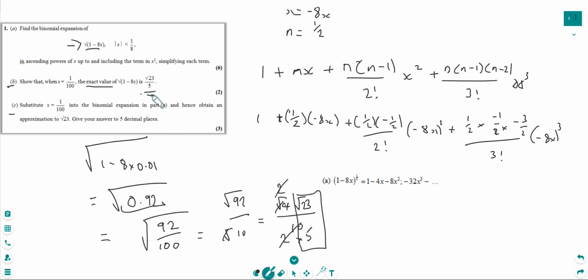So what does that mean? Well, it means if you put this particular value of x into the original, this is what it calculates. The answer to this part here, when you put in x is 1 over 100, is the same as this, which is going to be quite useful for part C, which we're going to do in the next video.